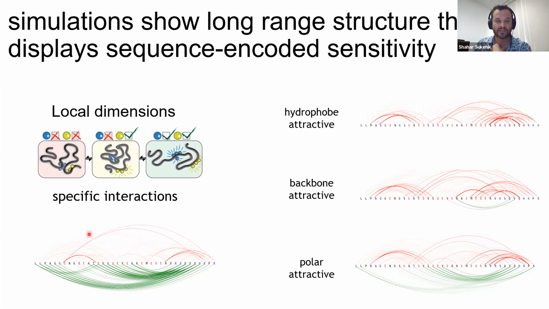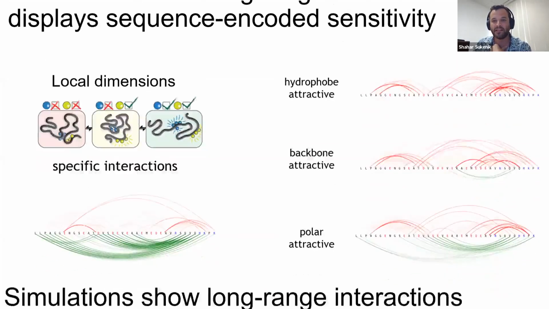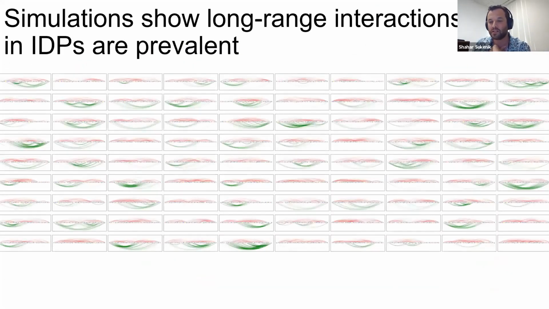And this doesn't just happen in this sequence. We can see that these long-range interactions are very prevalent. Here's just a collection of a few of the disordered proteins that we've simulated. Each one of these boxes has a different sequence. And you can see that the attractions and repulsions in each of these sequences are very different and also often span the entire range of the sequence itself.